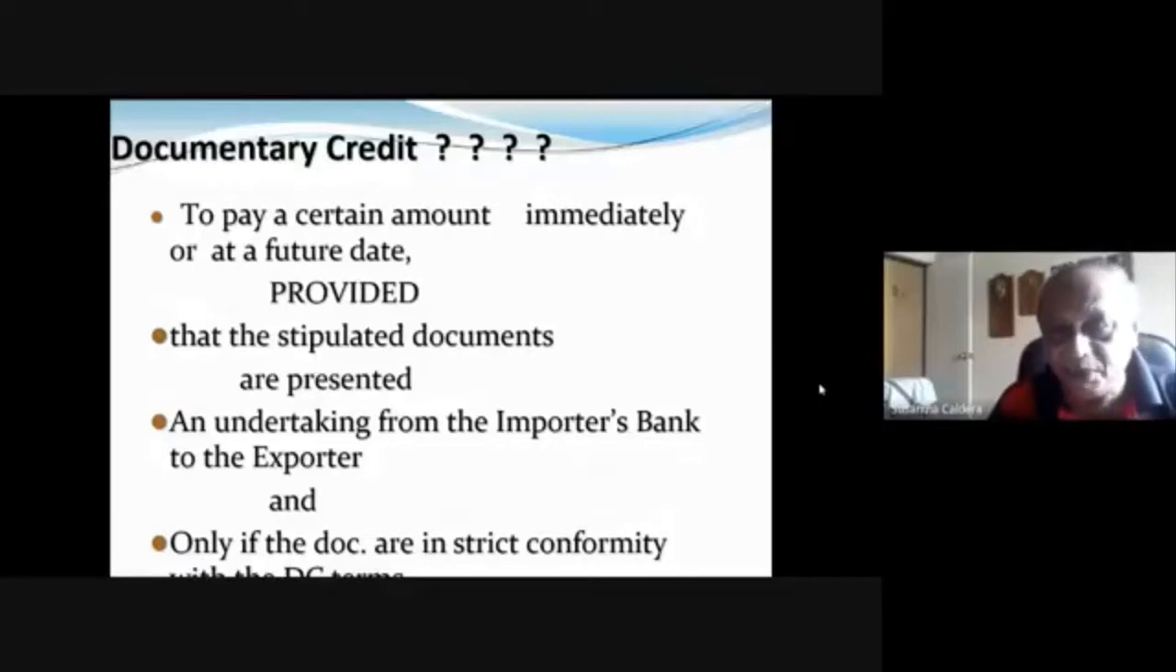And an undertaking from the importer's bank to the exporter. Not the importer who will give the undertaking. The importer's bank will give the undertaking to the exporter. And only if the documents are in strict conformity with the DC terms. Right? Okay.